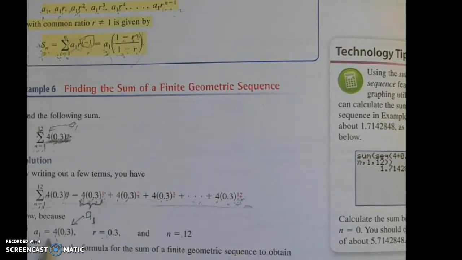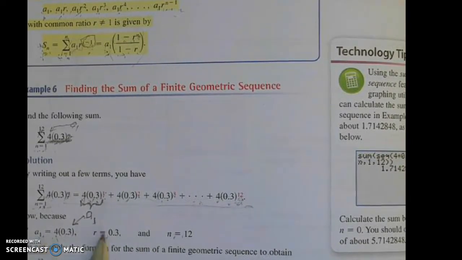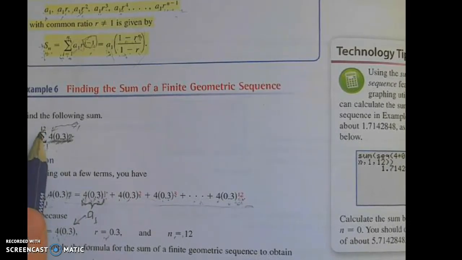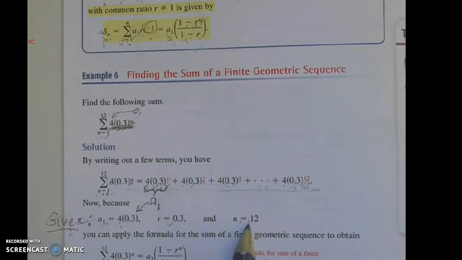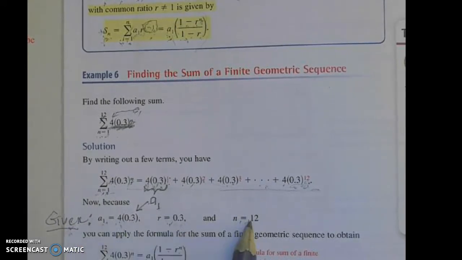Before you do, be sure you write down the big information, which is what's the first term, what's the common ratio, and where do you go to? Remember, on this problem, we go all the way up here to 12. So we're going to write all those elements out, and that's our given information. If you don't write down the given, you're probably not going to get the problem right because you'll forget something.